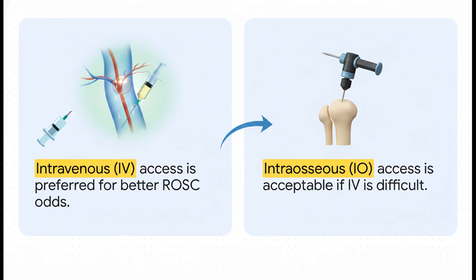Let's talk about how we actually deliver that epi, because this is a huge part of our clinical strategy. For a while, intraosseous or IO access was the quick go-to. It's fast, it's reliable in a pinch, but recent systematic reviews analyzing around 140,000 out-of-hospital cardiac arrests completely shifted our perspective.